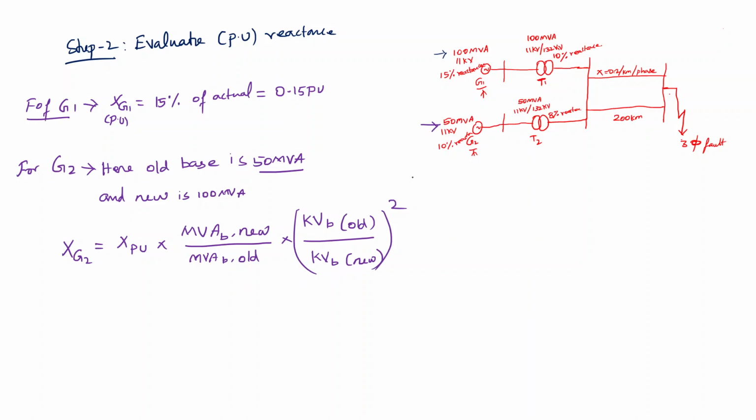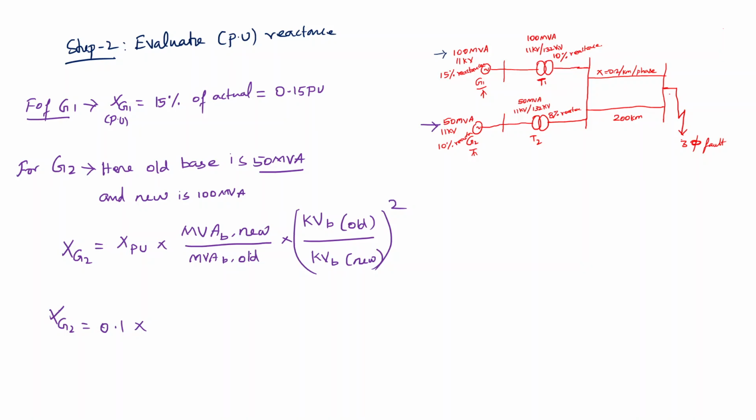Correct or not? The base I have considered for this problem is 100 MVA, but the reactance of G2 is given for 50 MVA. So I need to convert this 50 MVA base to 100 MVA, and that is what I am doing here. For Xg2, for 50 MVA, how much percent have they given? 10%. 10% of 1 is 0.1, into MVA new.